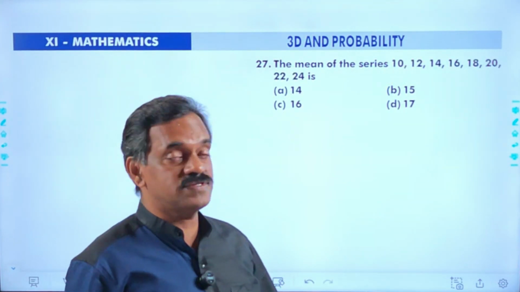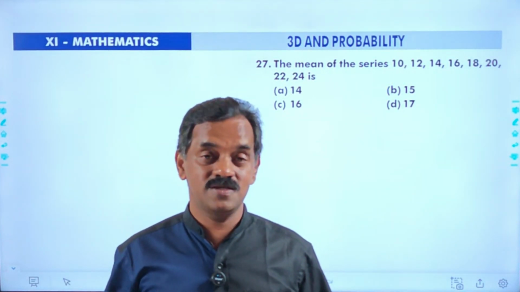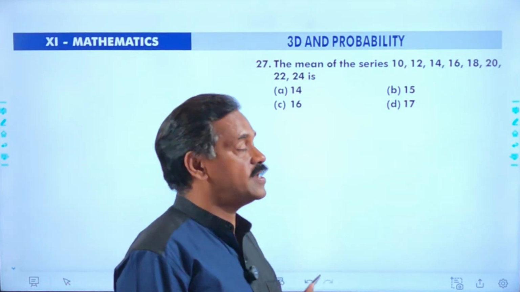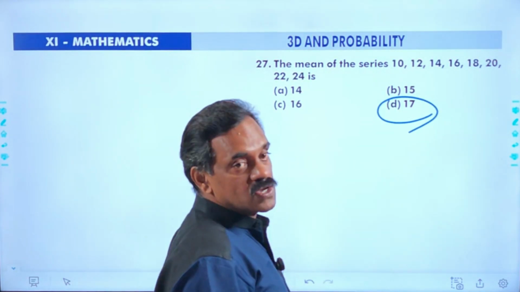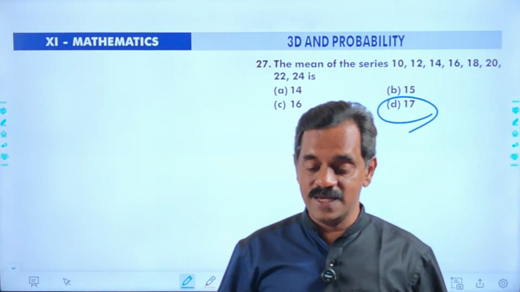How to find the mean of the series? You know how to find out the mean of the series. I think this is studied in 9th standard. Sum all the items divided by the number of items. So you will get the answer to be equal to 7, which is choice D.